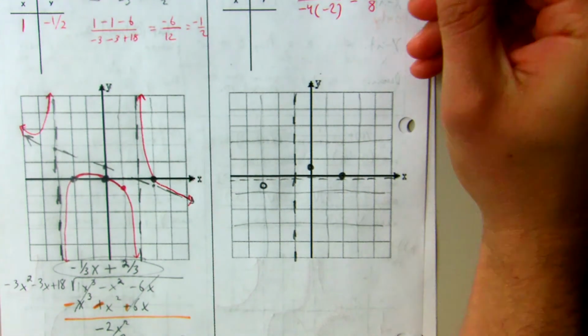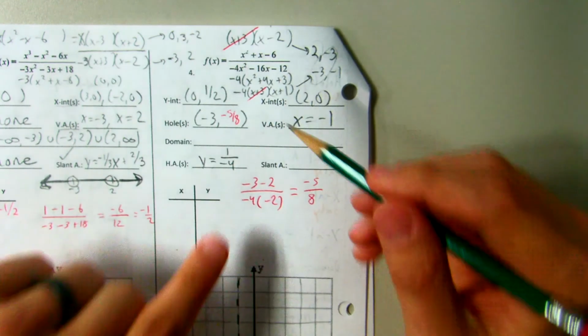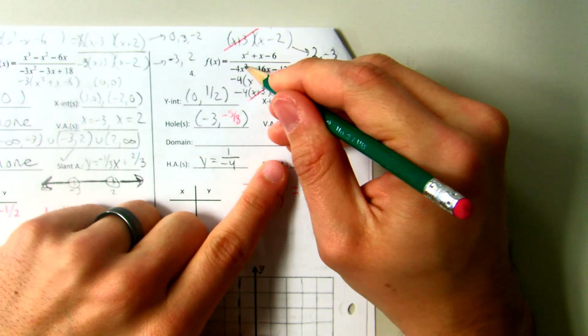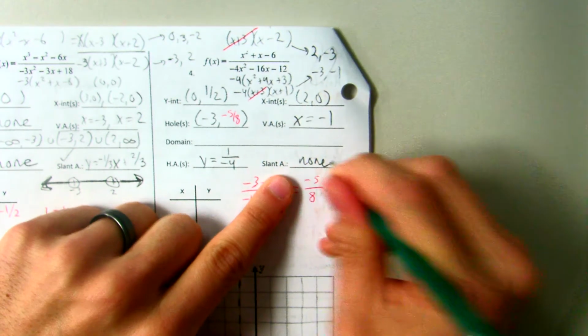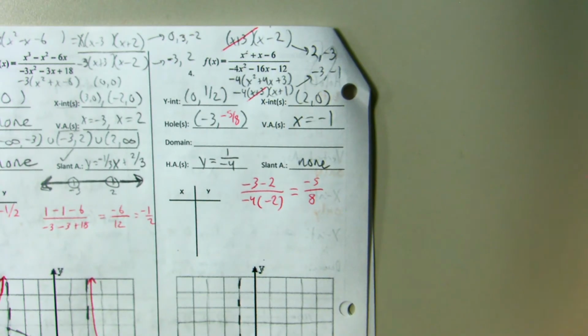An asymptote would have been a very easy one for you to check off because the degree of the numerator is not one bigger than the degree of the denominator, so you could at least know that there's not a slant asymptote.